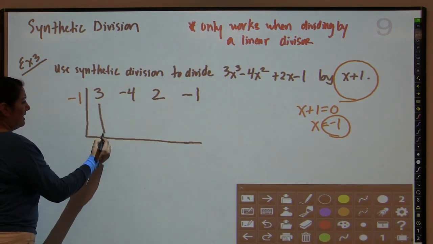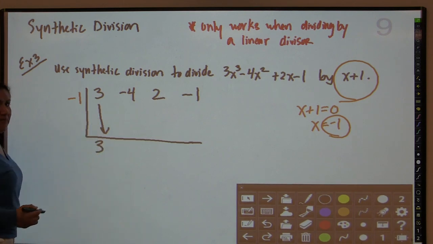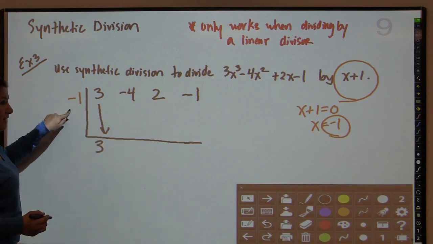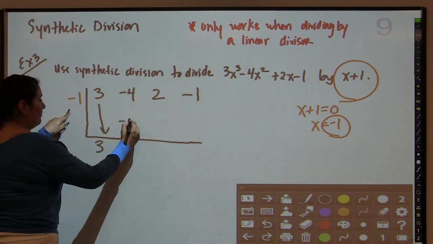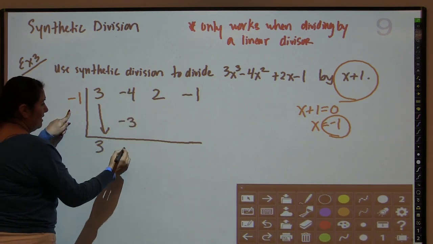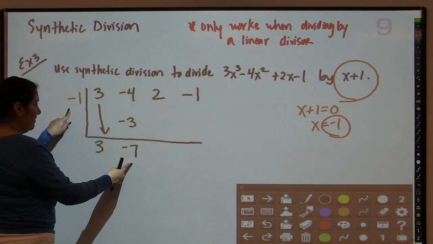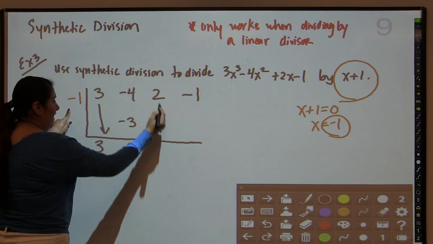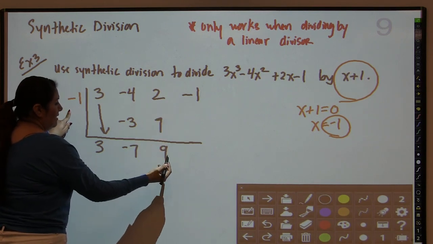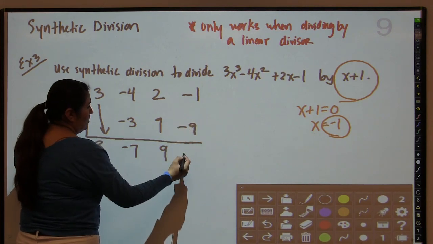You always bring down the first number. Just bring it down. And then you multiply 3 times negative 1, and that goes here, negative 3. And then you add these together. So negative 4 plus negative 3 is negative 7. And then you do it again. Multiply negative 7 times negative 1, it's positive 7. Add them together, you get 9. 9 times negative 1 is negative 9. Add them together, and you get negative 10.